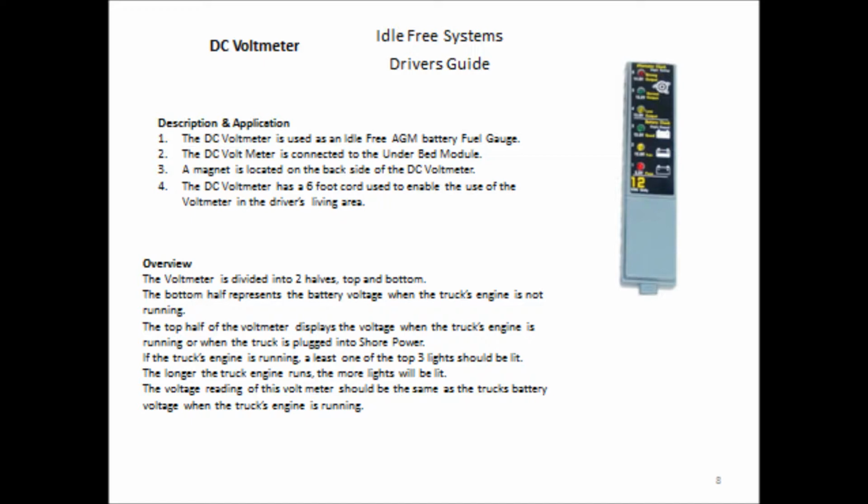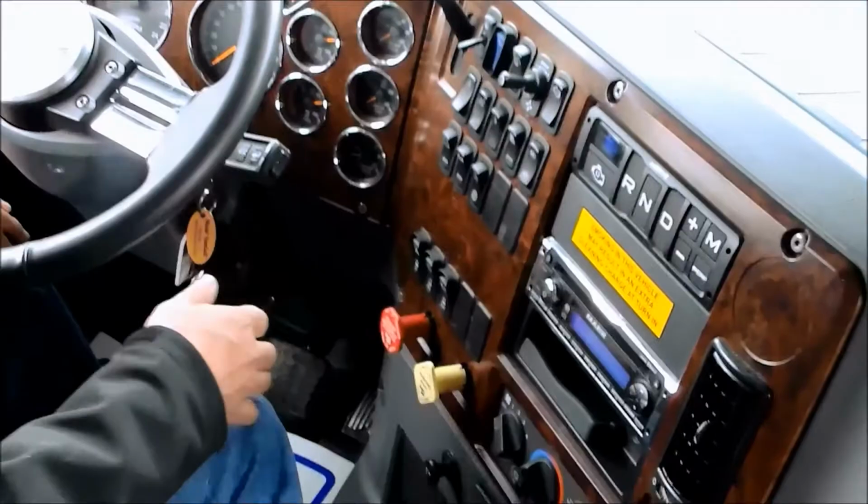While you're driving down the road, the top lights come on, and when you're using the system, the bottom lights are used. So the voltmeter is divided into two sections. The bottom half is how much power you have left when the truck's not running, and the top half lights also come on while the batteries are charging.